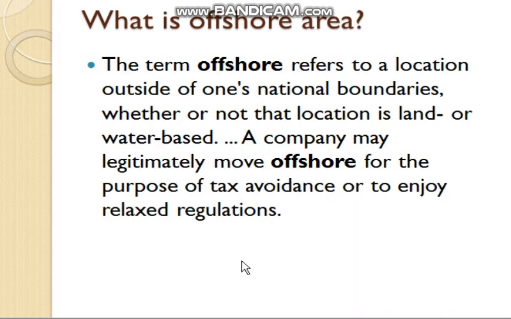What is offshore area? The term offshore refers to a location outside of one's national boundaries, whether or not that location is land or water-based. A company may legitimately move offshore for the purpose of tax avoidance or to enjoy relaxed regulations.